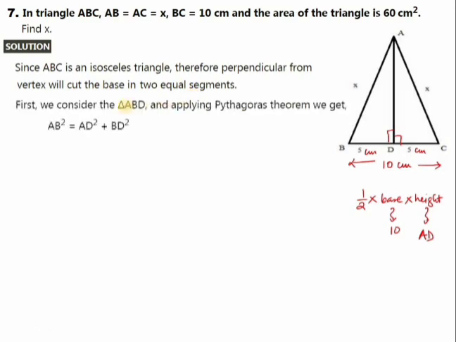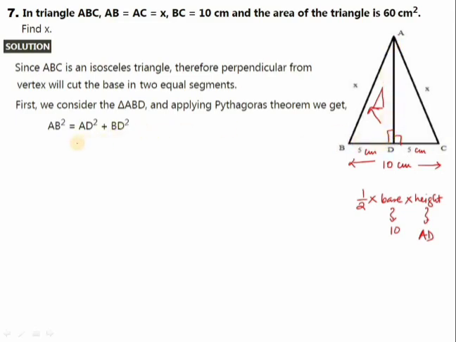Now let's consider triangle ABD. If you just look at this triangle ABD, this is your 90 degrees, isn't it? The side opposite to this becomes your hypotenuse. So according to Pythagoras theorem, your hypotenuse square, which is AB square, equals AD square plus BD square, as the remaining sides are AD and BD.